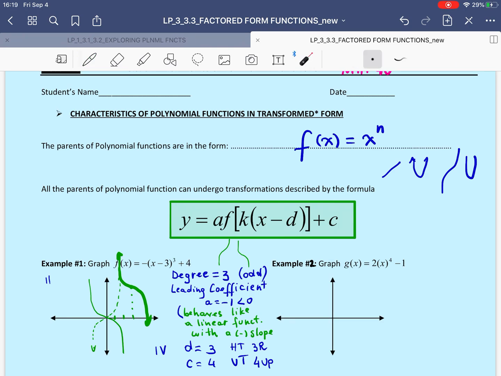The next example, we have to graph g(x) equals 2x to the power 4 minus 1. So we can do this a little bit faster now because we know what we're looking for. So the degree of this function is 4. So that means even.